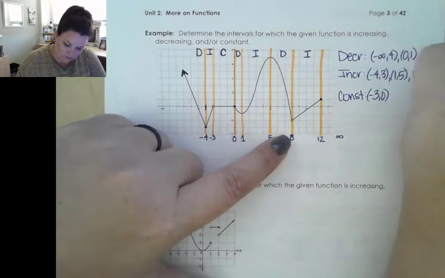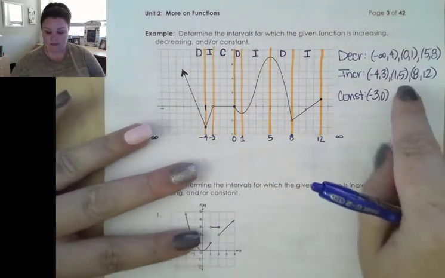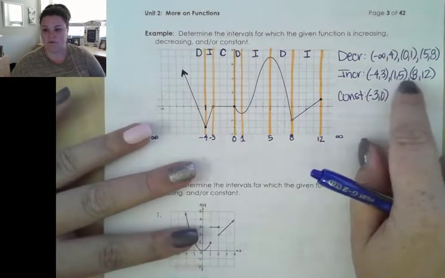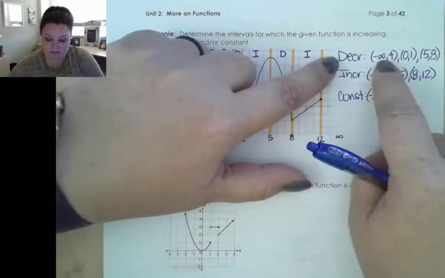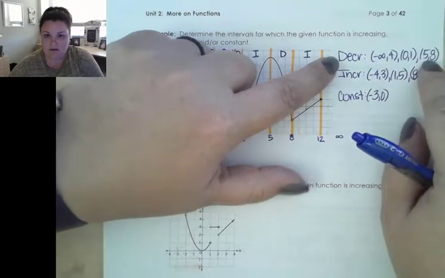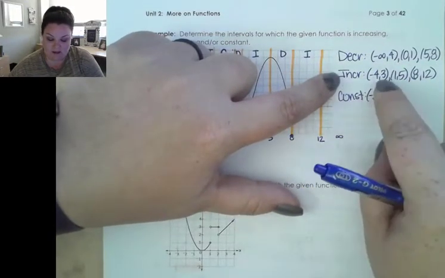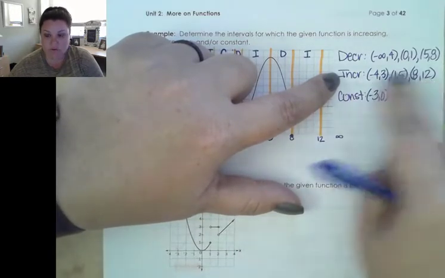Okay, and one thing that I do want to point out is notice I'm not using union symbols in between these intervals. That's because I'm saying it's decreasing on this interval and this interval and this interval, okay? Increasing on this interval and this interval and this, meaning it's true for all of these.